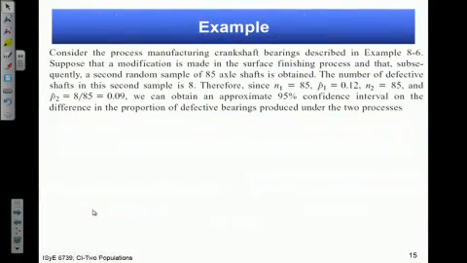So one example here, we have crankshaft bearings, and we have a modification in the surface finishing process, and we want to see whether this modification, before or after, has an advantage or not. So what we do, we collect a second random sample of 85, and the number of defectives are as follows. For the first one, n is 85, and p hat is 0.12.